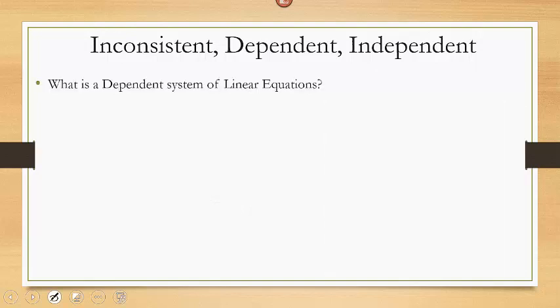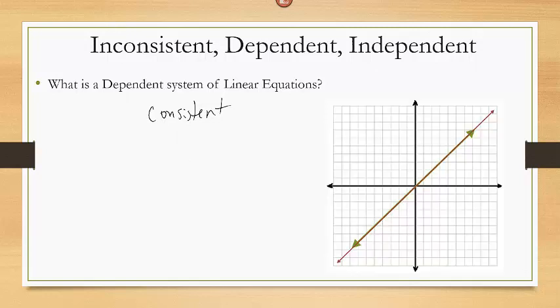What is a dependent system of linear equations? A dependent system of linear equations is consistent. And this system has multiple solutions. But wait, didn't we just say that a system of linear equations can't have exactly two solutions? Well, check this out. Two lines that are equal to each other have more than one solution. Every point on this line is a solution to the system of equations.